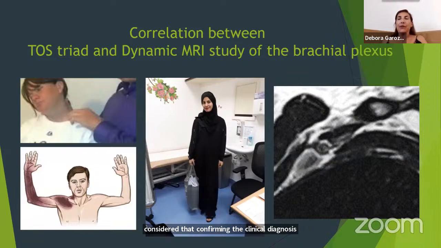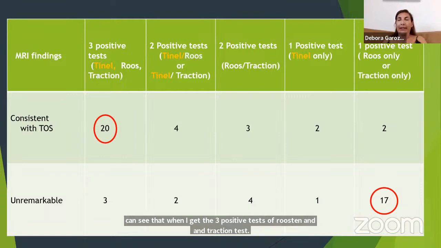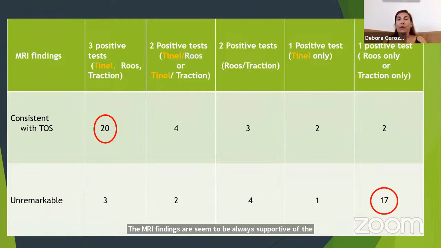Now, it's very interesting to see that in my experience, I have found a very strict correlation between the positivity of the TOS triad of the provocative tests I mentioned before, and the dynamic MRI study of the brachial plexus. This is very clearly shown in this slide, where you can see that when I get the three positive tests of Bruce, Tinel, and traction test, the MRI findings seem to be always supportive of the clinical diagnosis, whereas it's the other way around when there is no positivity of these provocative tests.